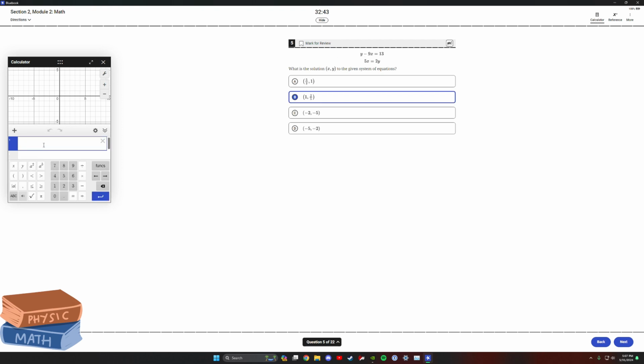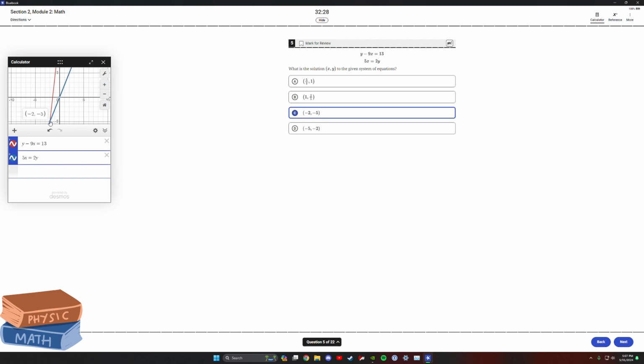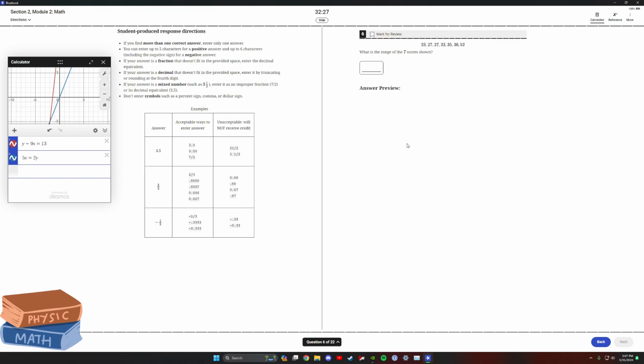I mean, yeah, what am I doing? This is Desmos. We can just literally graph y minus 9x equals 13, and we have another line that says 5x equals 2y, and we're looking for the intersection point. It's at negative 2. Right, work smarter, not harder.